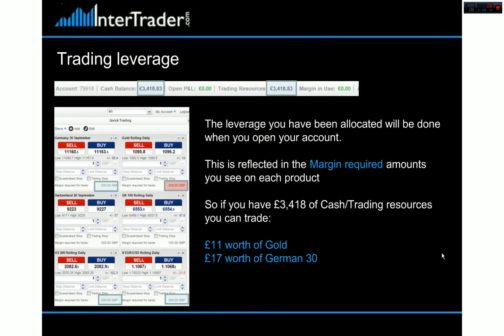So the leverage you've been allocated will be set when you open your account. So you can choose different leverages, depending on what your attitude to risk is. And again, as I say, 100 to 1 is fairly normal, but 200, 300, 400, 500 has been seen by different brokers. So the margin required depends on each product, and the amount of balance you have is what you are willing to put into the account, and that equation is naturally met. So again, if you've got £3,500 in your account, right now you can trade £11 worth of gold or £17 worth of DAX. So figure out what's more valuable to you, £11 a point on gold or £17 on DAX. I would say the DAX wins every time, but again, it's down to your preferences.